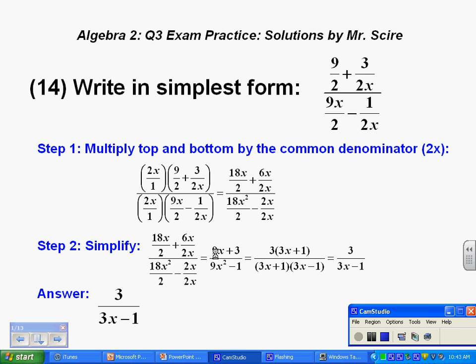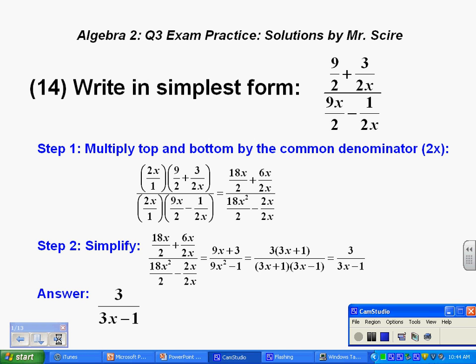Okay, now all we have to do is factor both the numerator and the denominator. So in the numerator we can take out a common factor of 3, and that gives us 3 times 3x plus 1. The denominator, we notice, is a difference of two squares, so that factors as 3x plus 1 times 3x minus 1. Then we can cancel both the top and bottom factors of 3x plus 1, and we get 3 over 3x minus 1, which is our final answer.